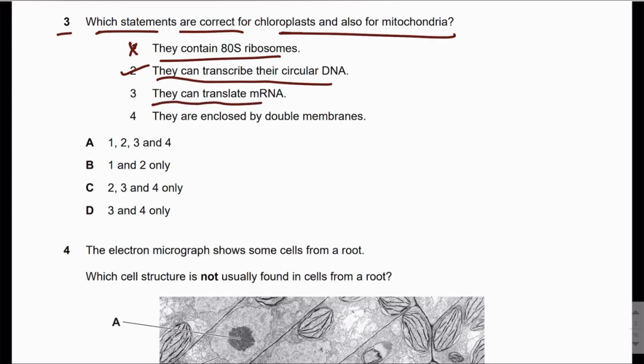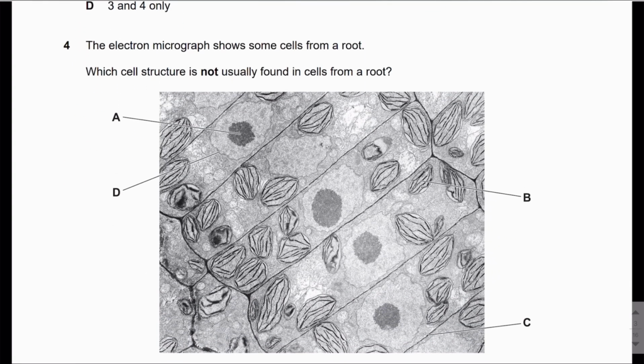They can translate messenger RNA. Yes, both chloroplasts and mitochondria can translate messenger RNA, or carry out translation. That's because they have 70S ribosomes. They're enclosed by double membranes. Yes, both chloroplasts and mitochondria are enclosed by double membranes. The answer is C, 2, 3 and 4. Let's move on to MCQ number 4.